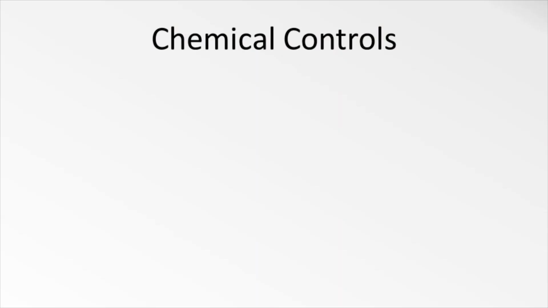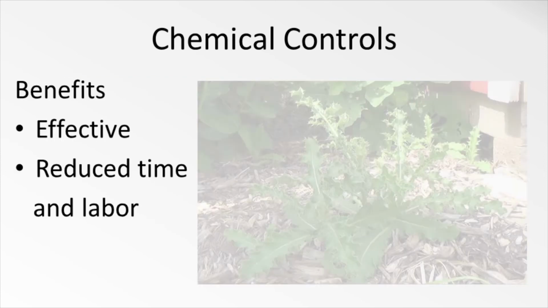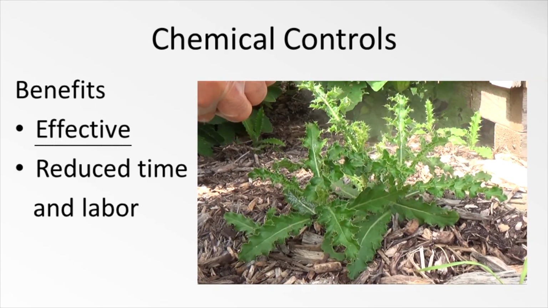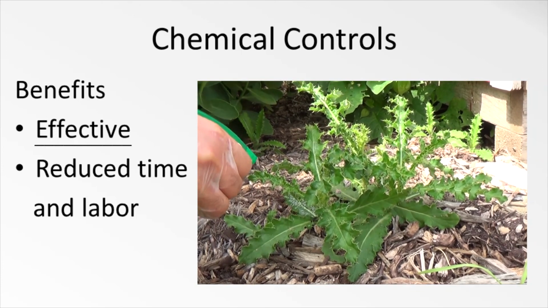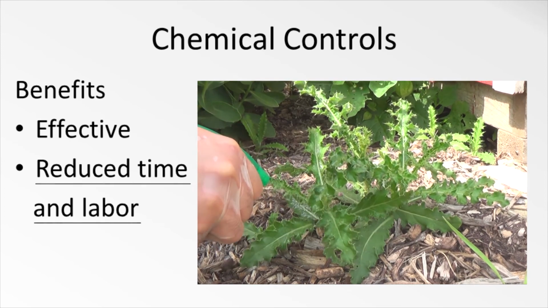Finally, the last category of pest controls includes the chemical controls or pesticides. Remember that some pesticides can be used in organic cultivation. There are a lot of advantages to chemical controls. Many have a quick knockdown for fast and effective results, and they also require a lot less labor and forethought than most cultural, mechanical, and biological controls.